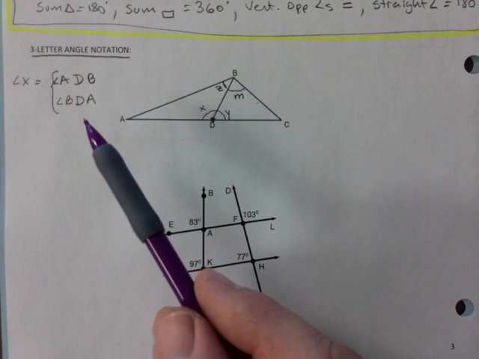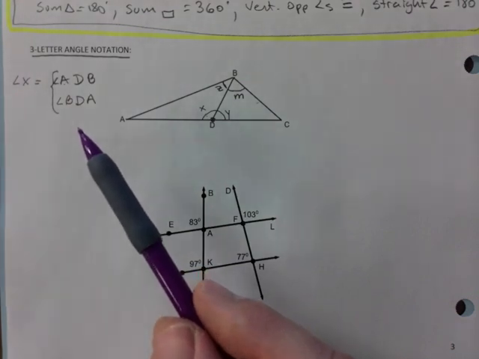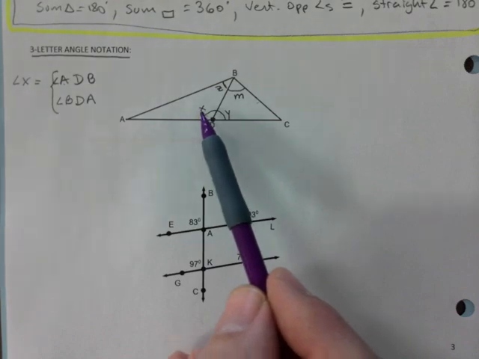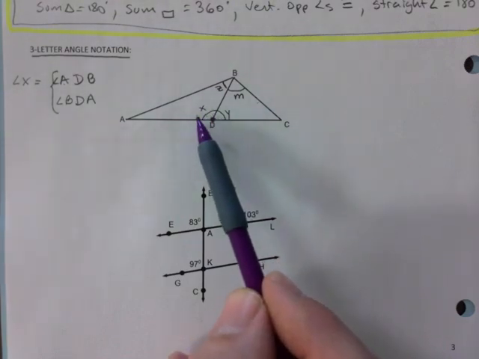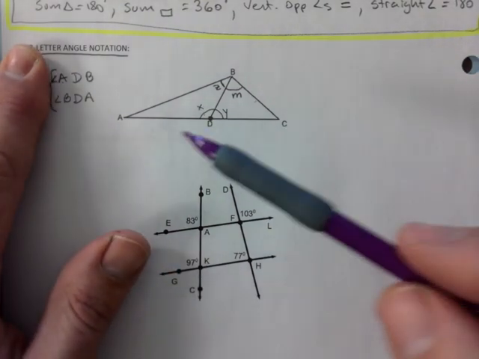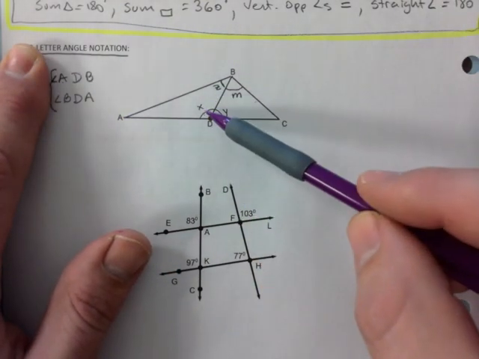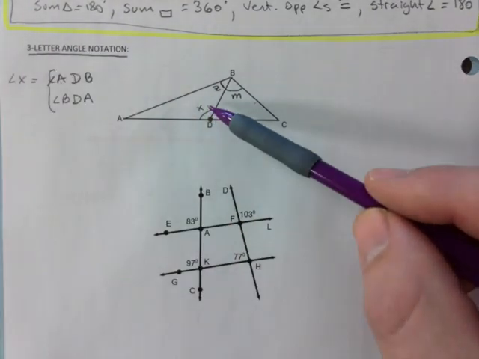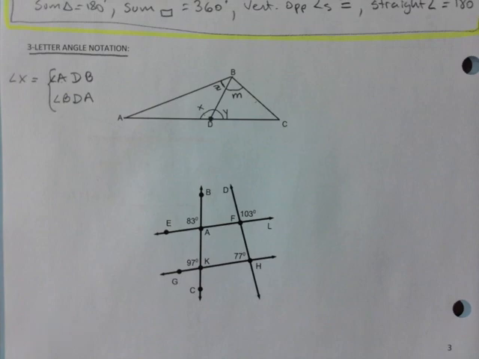If I ever give you a 3-letter notation, assign a letter to it, and then just put it in your diagram. And from now on, I'm going to refer to it as angle X. Okay? So if I ever say, hey, find angle ADB, you're like, wait a minute, ADB. Okay, it's right here. Give it a letter and just go with it. Okay, it's a lot easier to know where to work with.